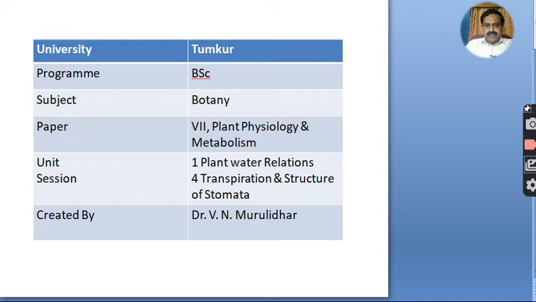In the present video lecture, I am trying to focus on session 4, that is transpiration and structure of stomata, under the first unit, that is plant water relations, of paper 7, plant physiology and metabolism.